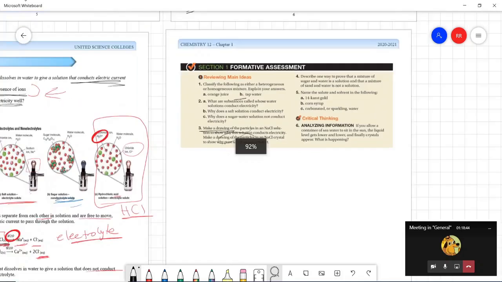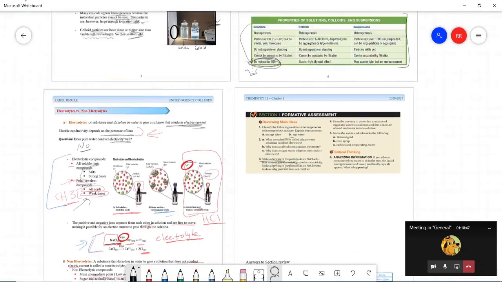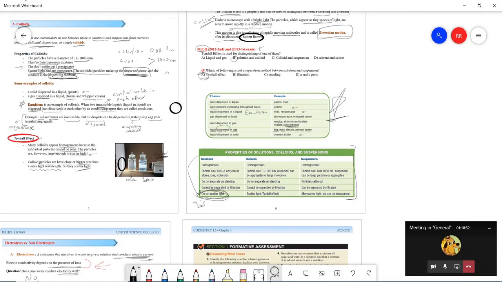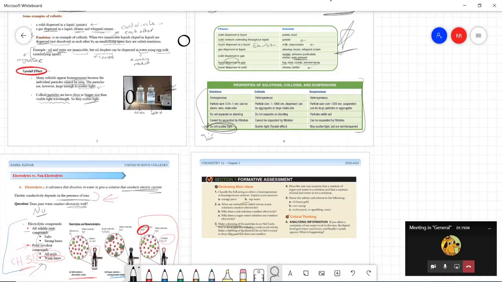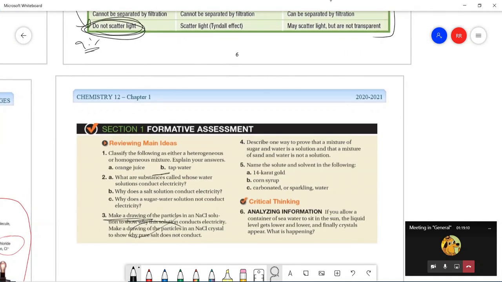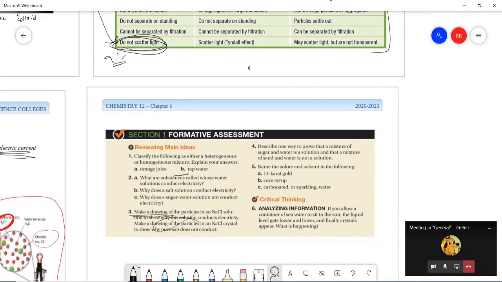Actually this answer is like this question here. Question 4 is like this question, the one that's above the table. This is like question 4. It says describe one way. Why? Because sugar and water is a solution. Sand and water is not a solution. It's a suspension. How can we distinguish sugar and water if they get mixed, if they become a solution?